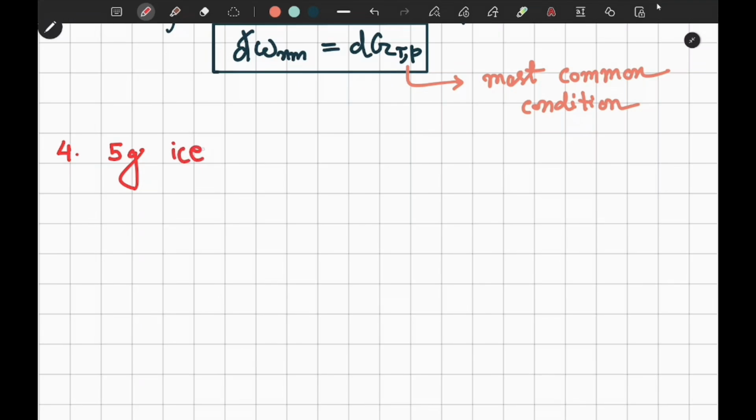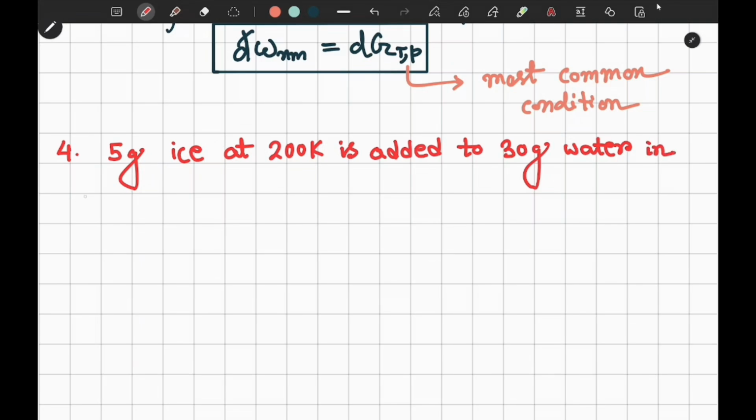5 gram ice at 200 Kelvin is added to 30 gram water in a thermally isolated container. Oh, sorry, isolated is also a correct word, but here this is written as insulated, in the insulated container.